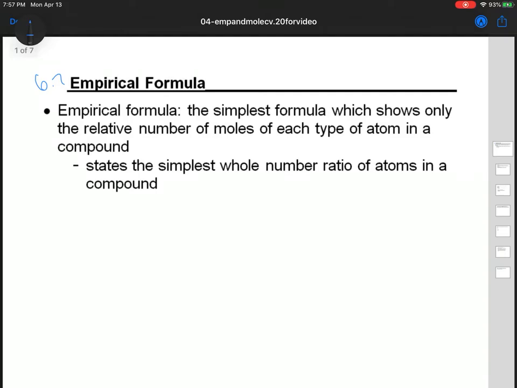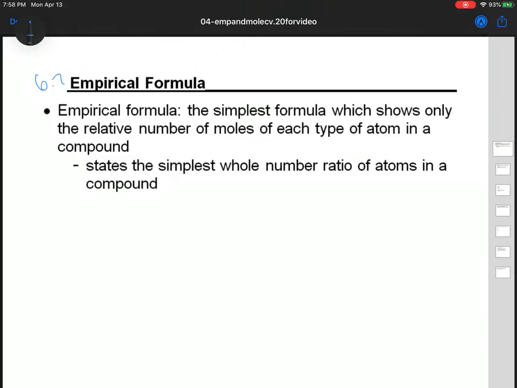Okay, so here we are at 6.7 empirical formula, and it goes along really well with 6.9 molecular formula, so I usually do those two together. You do need the file listed in the submodule, so if you don't, or you can write this out if you want, but if you want the bare bones file, then pause the video and go get that.